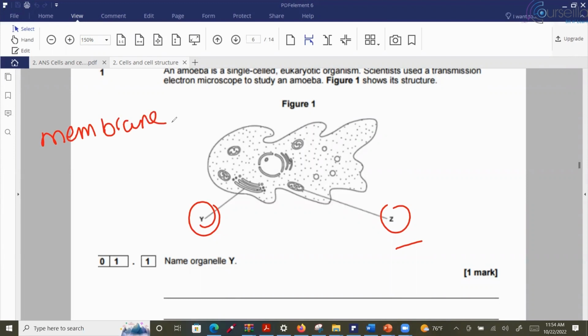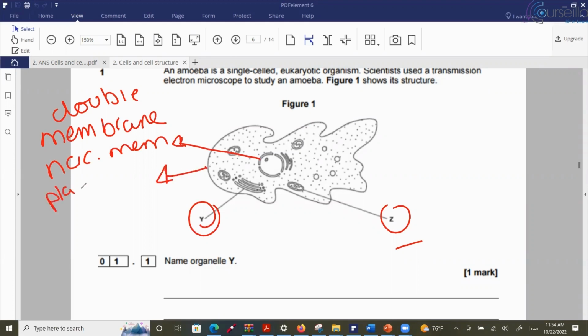Some organelles are covered by a single membrane, and some are covered by a double membrane. Now, to prevent confusion, those covered by a double membrane are the large organelles, which are what? The nuclear membrane is a double membrane. The plasma membrane, or cell membrane, plus the 2 organelles that we discussed today, the mitochondria and the chloroplast. These are the 4 that are covered by a double membrane.